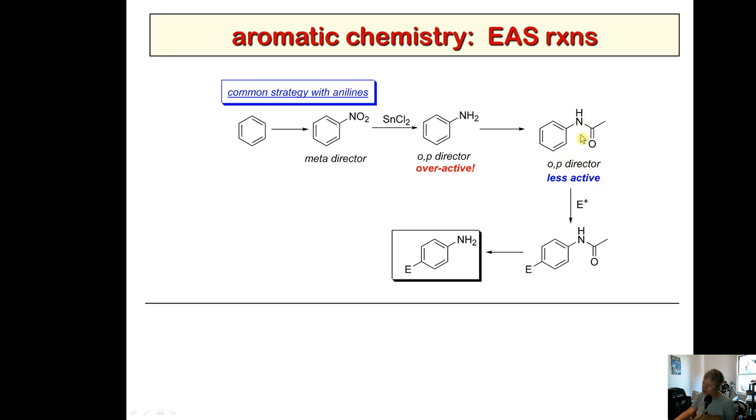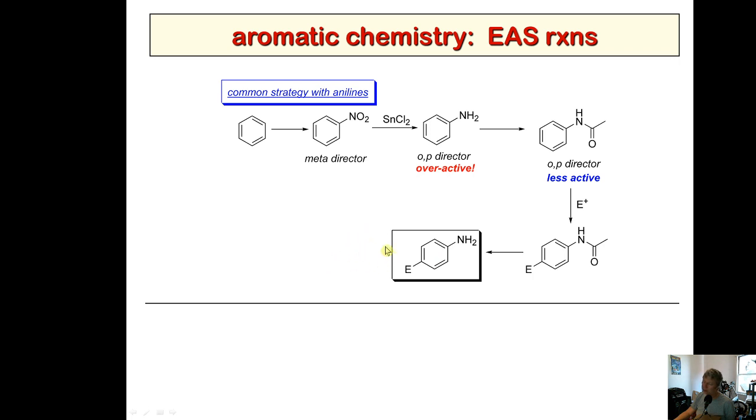So now we can easily attach something at the para position, and then hydrolyze off the amide, and then we're left with this. This is one of the strategies you learned. Another strategy we learned is, well, we could keep going and turn it back into a nitro, right? So we can reduce the nitro to an amine, and we can oxidize the amine back to a nitro. It's a specialized oxidizing condition.